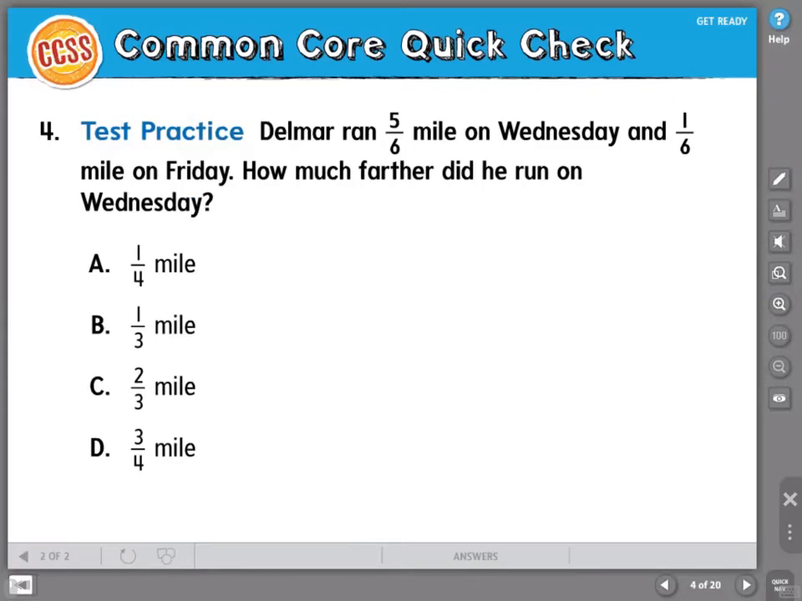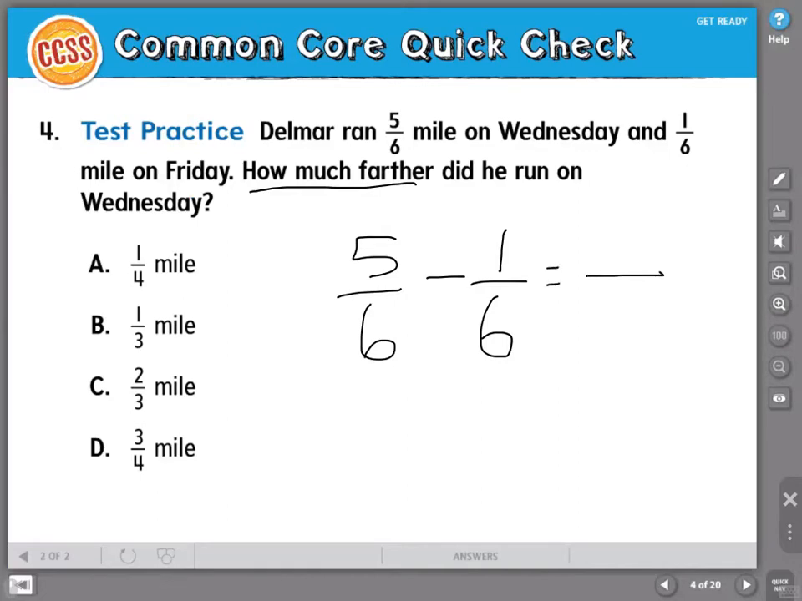So here's an example. Delmar ran 5/6 of a mile on Wednesday and 1/6 of a mile on Friday. How much farther did he run on Wednesday? I can tell that this is going to be a subtraction problem. I have 5/6. I'm going to subtract 1/6. And since I have like denominators, I know I can simply subtract the numerators. 5 minus 1 is 4. 4/6 is my answer. But when I look here in my answer choices, I don't see 4/6 listed.